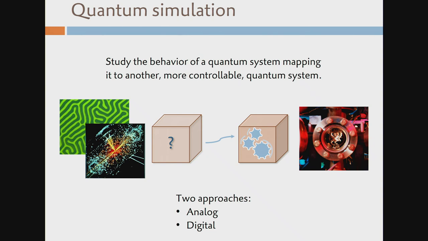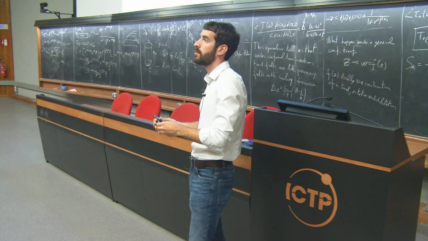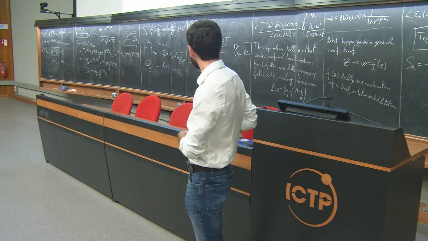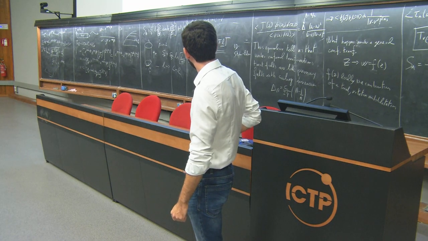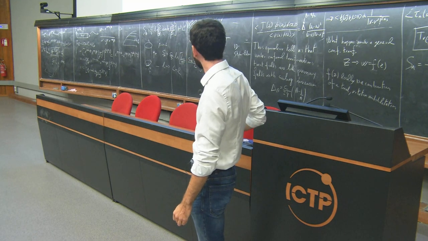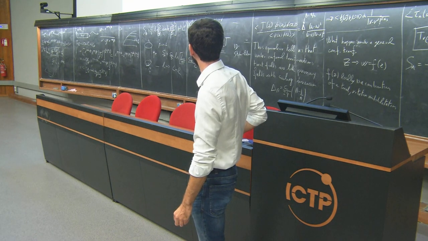And now I would like to branch a bit, and just as in classical simulations, we can make simulations in two ways, either analog or digital. For instance, we no longer build orreries, so mechanical models that describe the motion of the solar system. Now we use computers, but both approaches are equally valid. And in exactly the same way, in the quantum world, we have these two complementary ways.